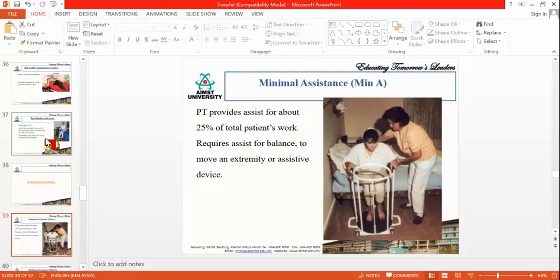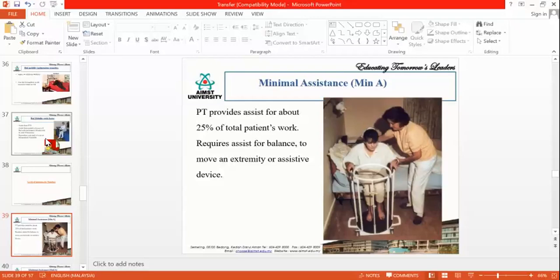Second, there is no heroism in transferring a patient. Don't lift the patient individually and think you are a hero. Okay, you will be hurting your back. So try to use as much assistance as possible from the patient as well as from any other devices. So this is the second thing.